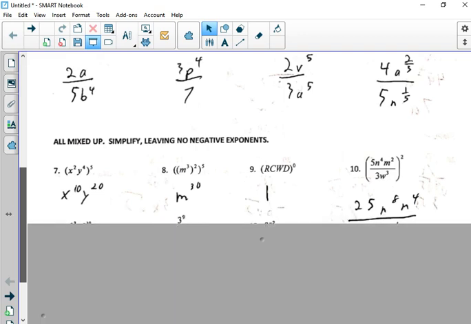Now number 10, we send the 2 into everything. So it's not just to the letters. The 5 gets squared. The 3 gets squared. That is the most common mistake on a problem like this, leaving it 5 over 3. Those get squared also, because they have an exponent of 1. And then it's just 2 times 4 is 8, 2 times 2 is 4, and 2 times 3 is 6.